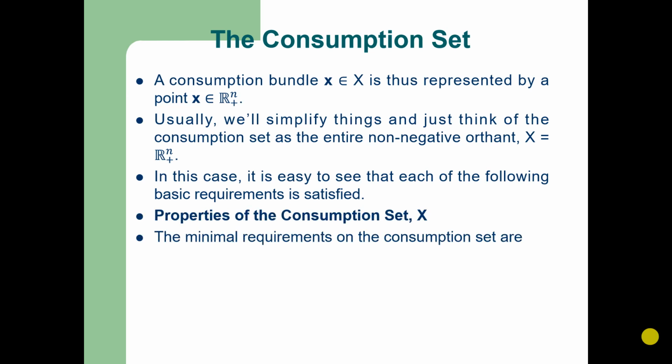The minimal requirements of the consumption set are: number one, the consumption set is in a non-negative orthant. The consumption set is a closed set. It is convex, and 0 also belongs to the consumption set. We can conceive of having no units of any particular good in the consumption plan.